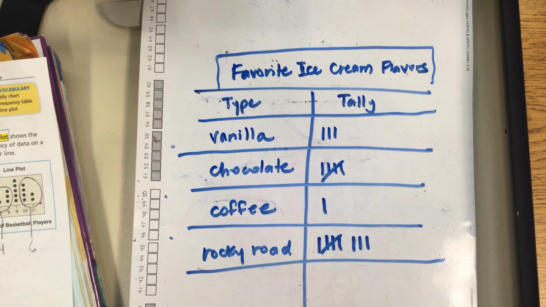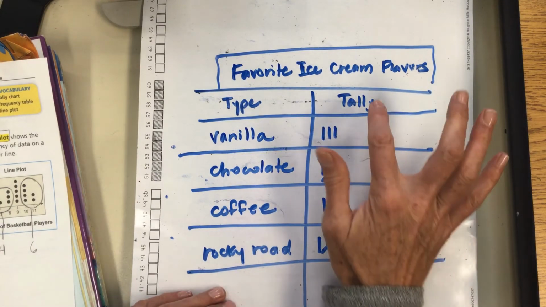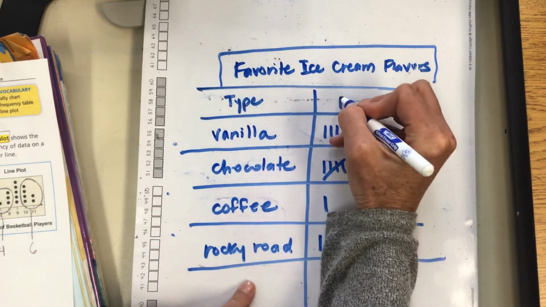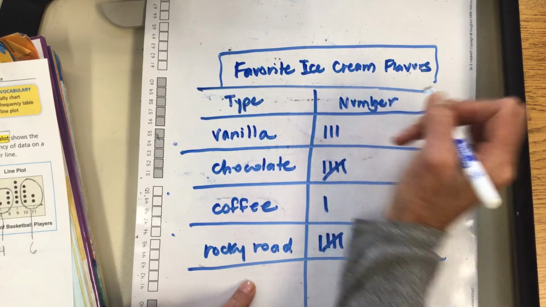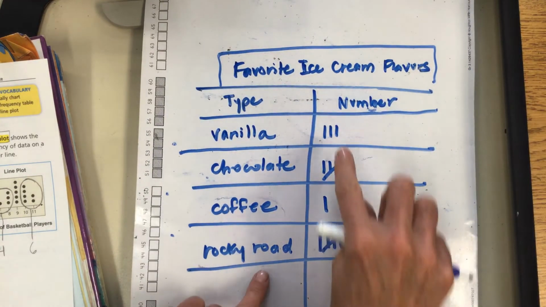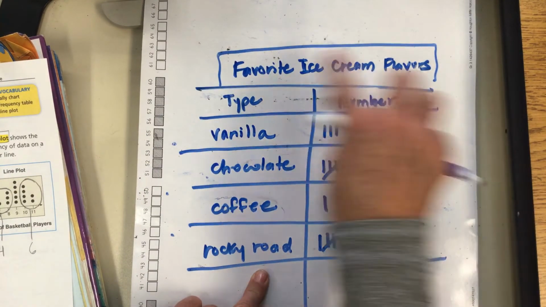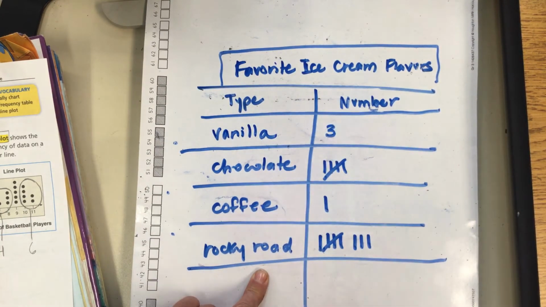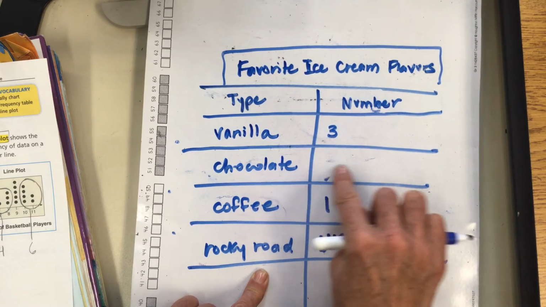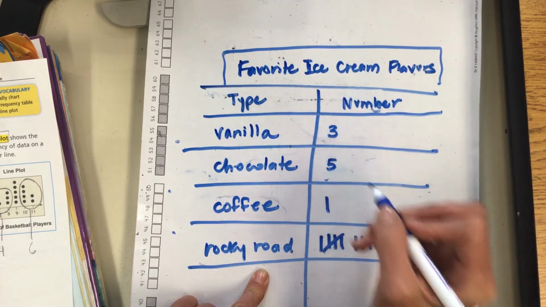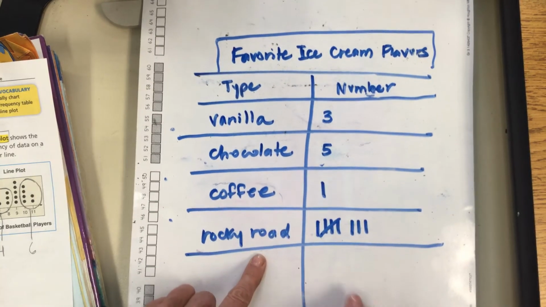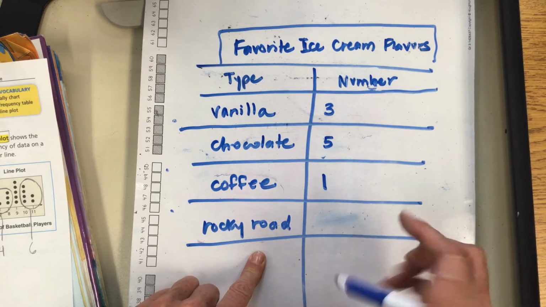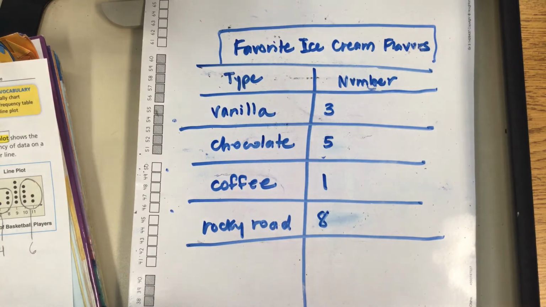Next thing I'm going to do is the frequency table. All the frequency table is doing is changing this label to number. Instead of the tallies, after you're done getting the data, you change it into a frequency table. There's 5 tallies there, so I put a 5. There's 1 tally there, so that will be a 1. And here I have 8 tallies, so I put an 8. So that is my frequency table.